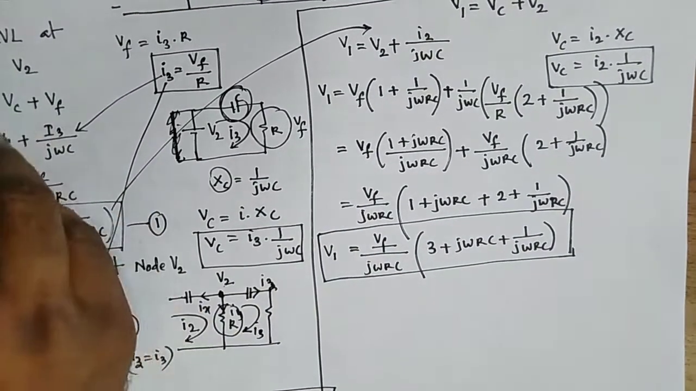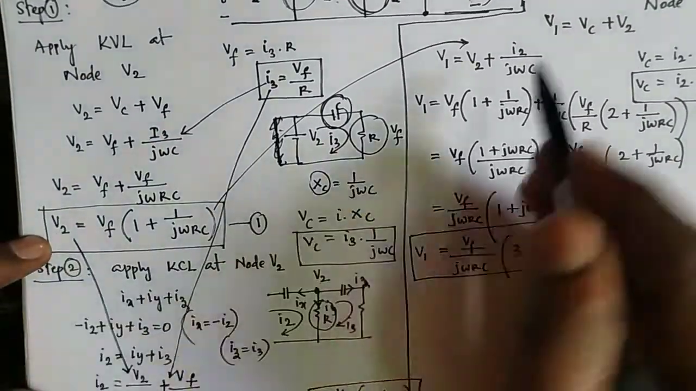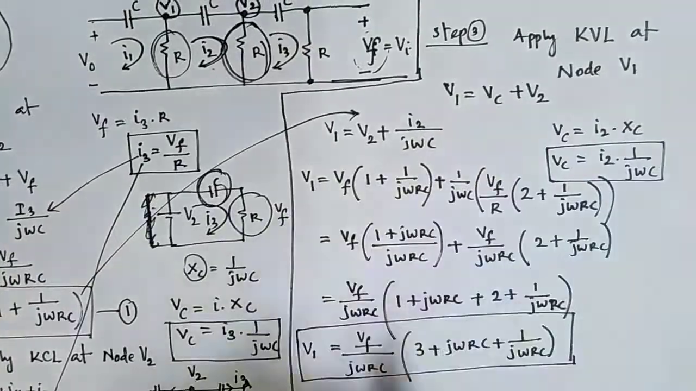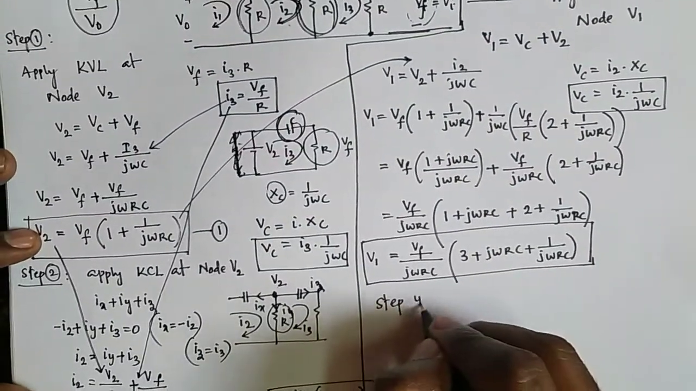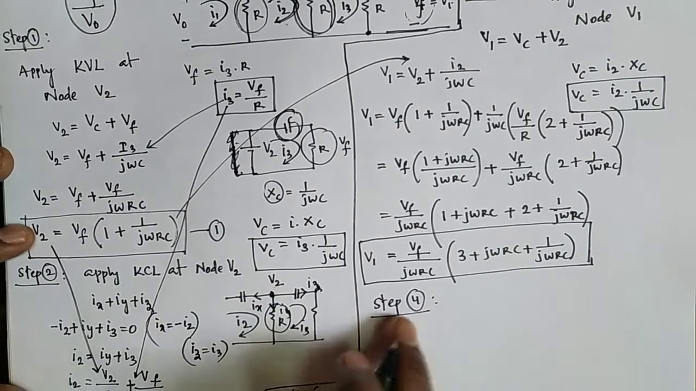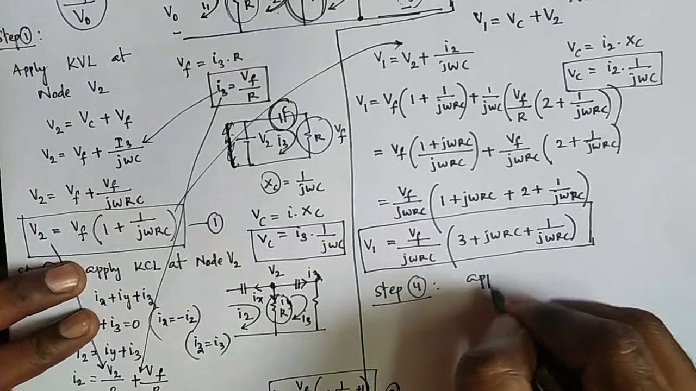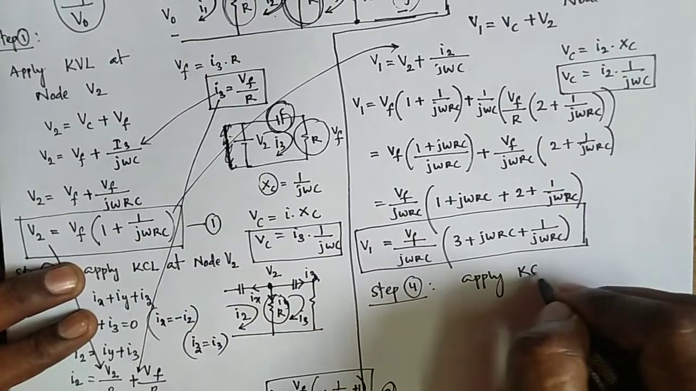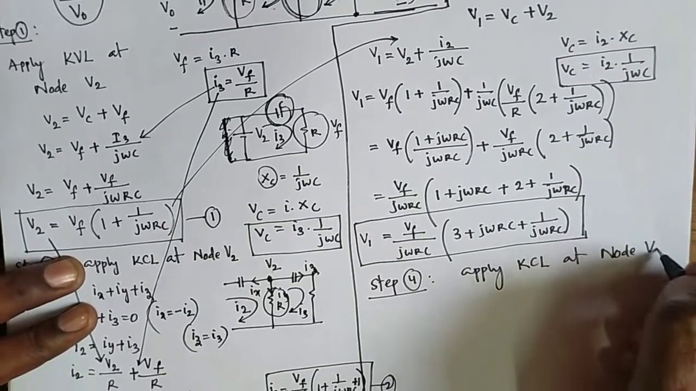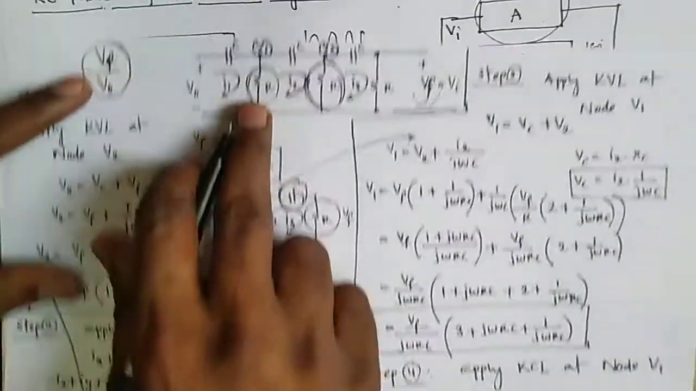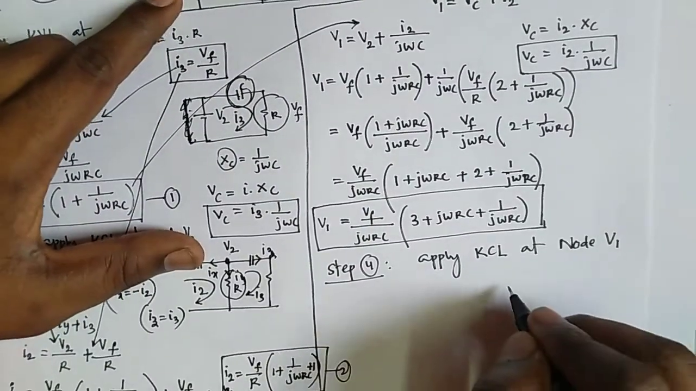So in step 1, applying KVL at V2, we get V2. Applying KVL at V1, we get the V1 value. Next, step 4 is very similar to step 2. That is, apply KCL at node 1. This is the actual circuit diagram for this case. Once again you have to apply the values.